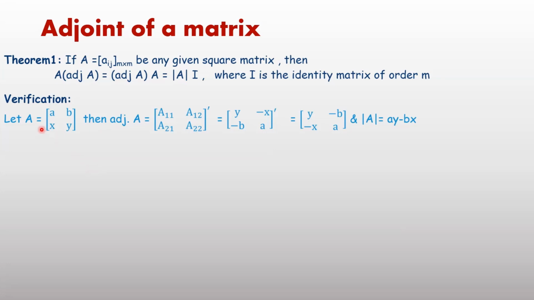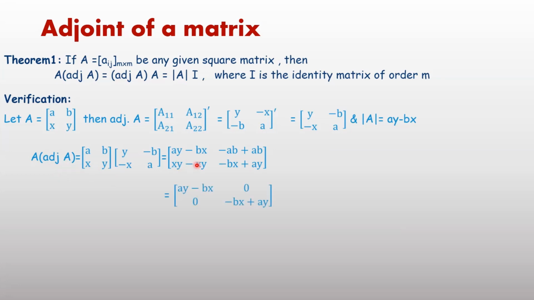Just one example I have taken here of order 2 by 2, with A, B, X, Y given. Then the adjoint of A is written, and the determinant of A is written as AY minus BX. Now, A into adjoint of A, just simplify, and you get the result as determinant of A into identity matrix, equal to determinant of A into I.